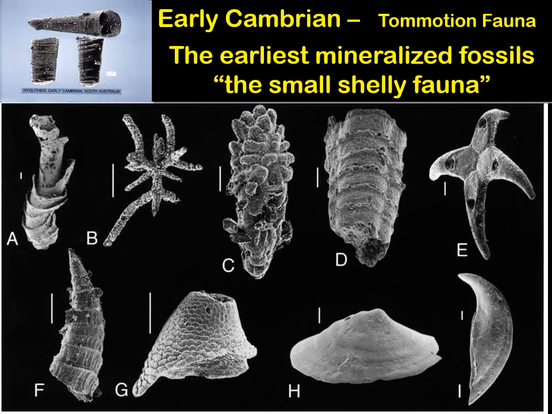Other ones are a little easier to identify. H, for example, is pretty obviously a mollusk. We look at B and C, we're not really sure. E could be a small part of something much larger, but the important thing here is these are biogenically grown, so organisms are growing these mineralized structures, and we call these earliest Cambrian fossils the Tommotian fauna.